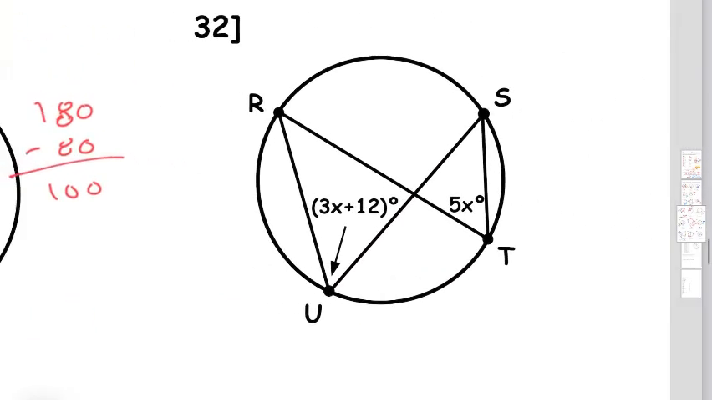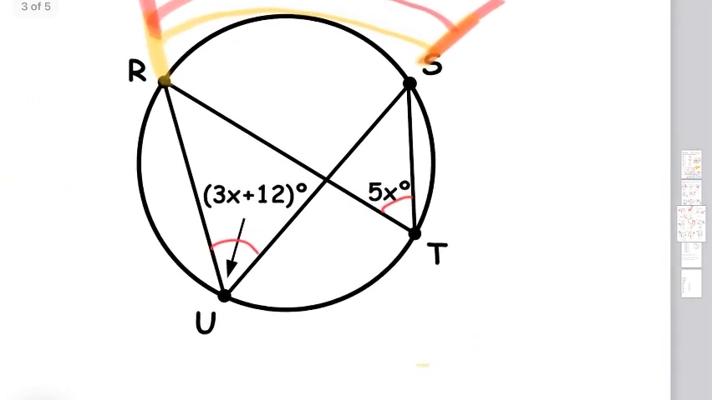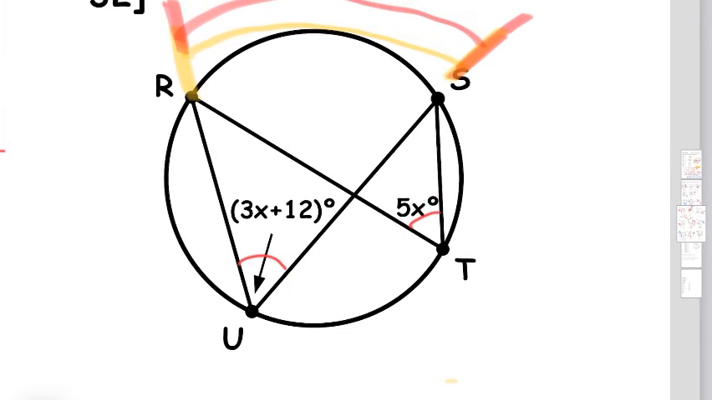32. So 32, it says find the value of x given these two inscribed angles. So you notice that I'm going to highlight this for you. U opens from R all the way to S. So it creates that arc. Whereas T, or angle T, is going to open up from S all the way to R. Now if you notice, they intersect the same exact arc. So yeah, it's going to be half the measure of that arc, but more importantly, these two are going to be congruent to each other.